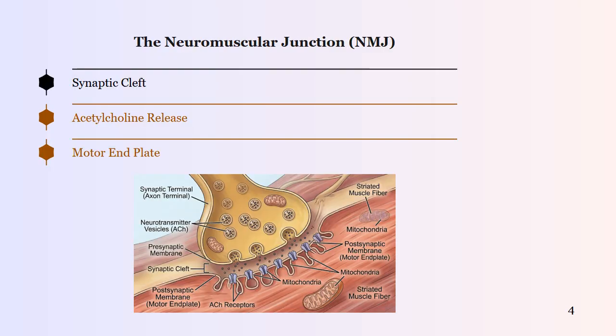4. The neuromuscular junction, NMJ. Synaptic cleft. This is the microscopic gap between the motor neuron terminal and the muscle fiber where chemical communication occurs. Acetylcholine release. When an action potential reaches the terminal, it triggers the release of the neurotransmitter acetylcholine, ACh, into the cleft. Motor end plate. The muscle's specialized membrane contains receptors that bind to ACh, initiating a muscle contraction sequence.